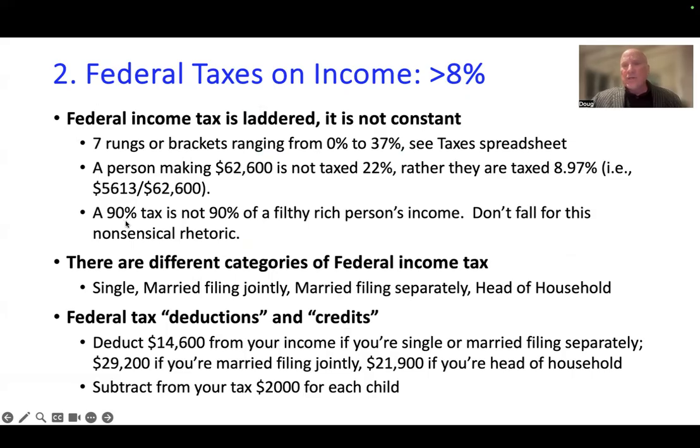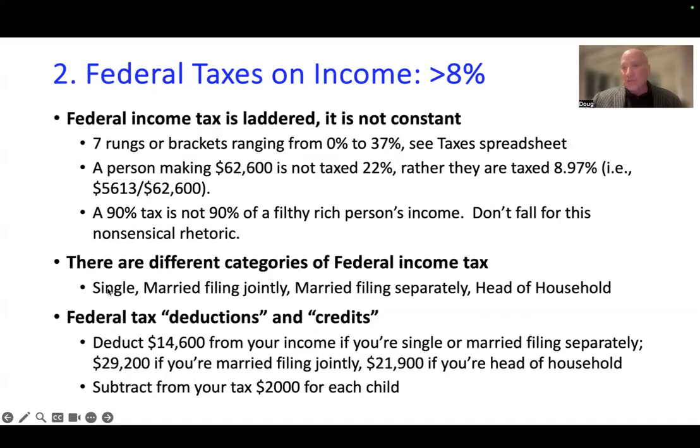Now, occasionally you'll hear some random person babbling about, oh, there's a 90% tax bracket, and that's 90% of some filthy rich person's income. It is not. And I'll show you on this laddering system why it's not 90% of their income. It's considerably less. There's different categories of taxes when we look at federal income tax.